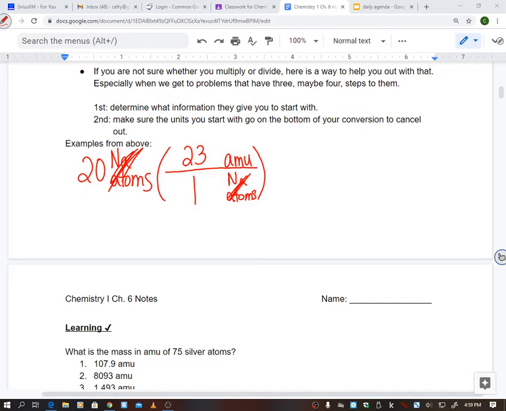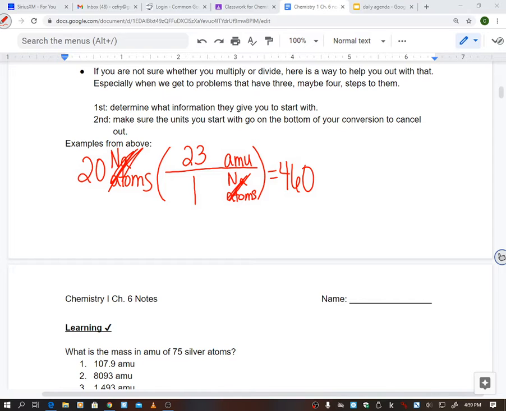If there is a 1 on top or bottom, it is not going to change your answer, so I ignore the 1. Sometimes that confuses kids. They're wondering what I'm doing with that 1. Well, you don't have to do anything with it, so I just ignore it. So all I see when I look at this is, hey, I'm going to have to multiply 20 times 23, which is 460, and that is exactly what we did up above.